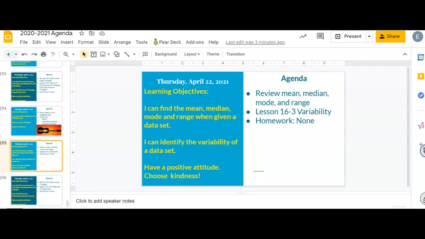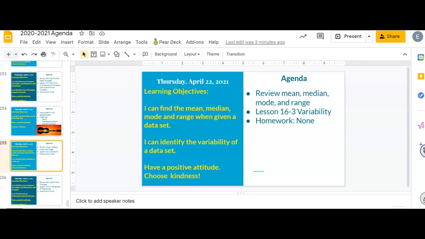Today, what we're going to do is work on finding mean, median, mode, and range. We're going to review each of those, and then we're going to be talking about variability today. Okay? So, the first thing, what I would like for us to do is, if we have a data set, what are the 4 things that we can find in our data set?